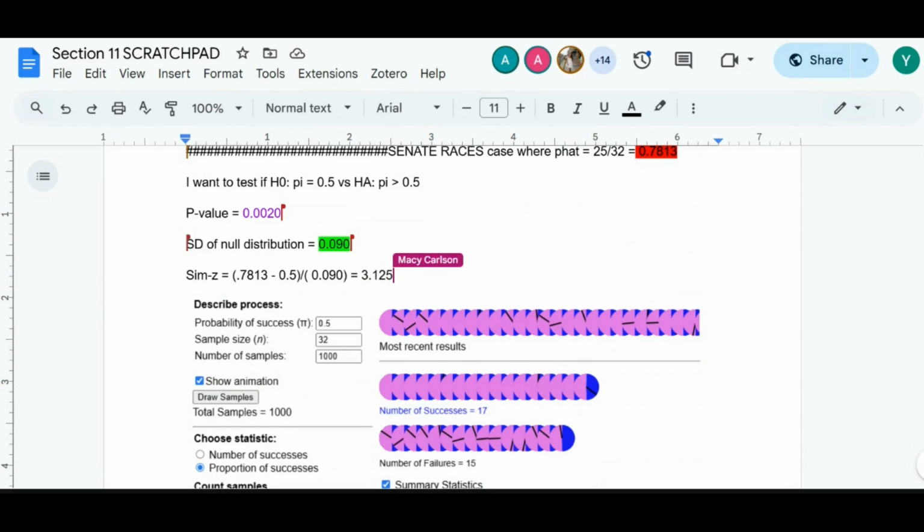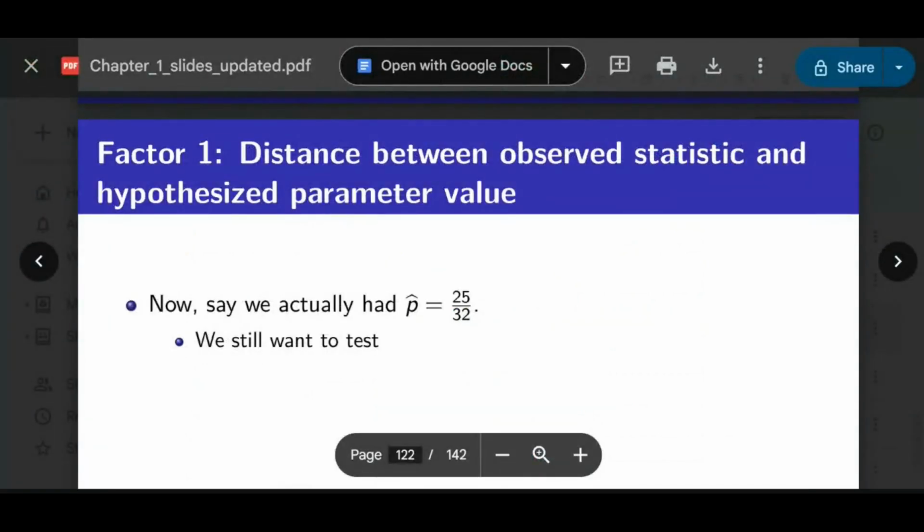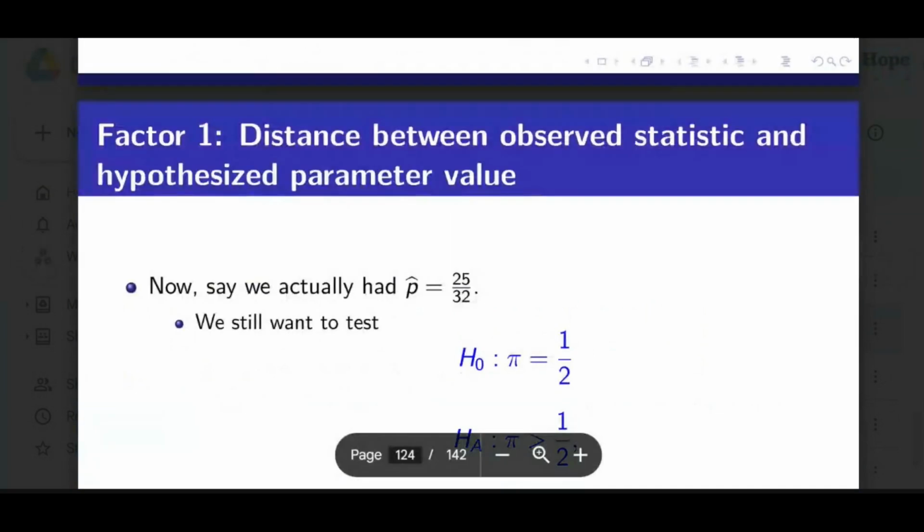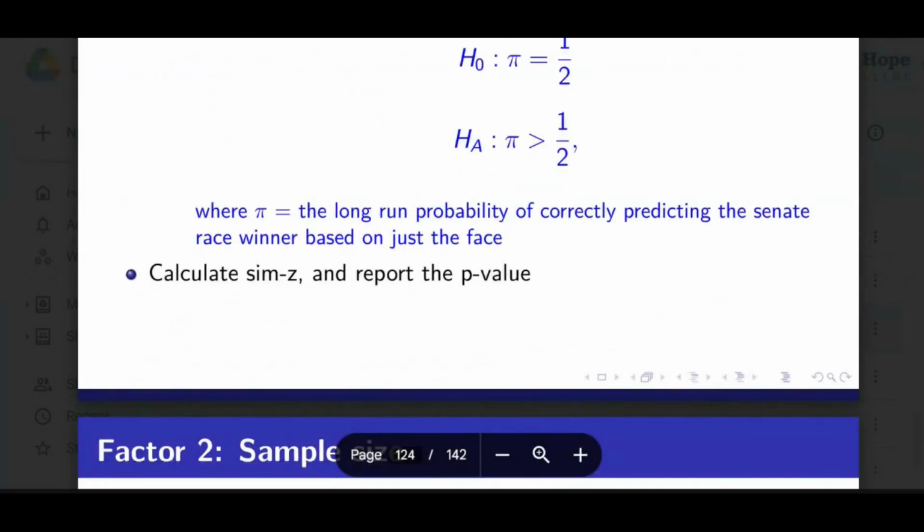So is it bigger now? So the p-value goes down, the z goes up? Yes. Is the strength of evidence against the null increasing? Of course, because you did better than what you did. Good. So you can go fill in the other parts of the slide. We still want to test the same things. And so you can actually say see previous slide. Nothing has changed. You're testing the same thing. The situation has not changed. We are not testing anything new. Calculate SimZ and report p-value. We can do that. It's on Scratchpad already.